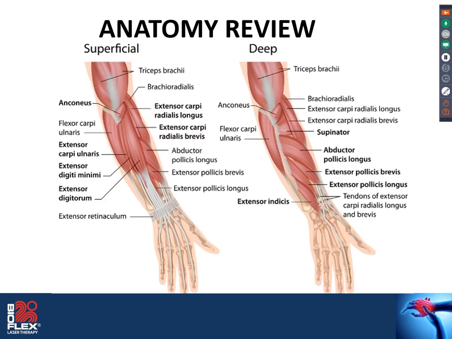With respect to the extensors, similarly, you have deep and superficial layers of extensor muscles. It's interesting to note that when you have a higher prevalence of conditions at the elbow, you oftentimes will see some conditions at the wrist and the hand as well. So it's not uncommon that you're treating the elbow and the wrist and the hand at the same time.